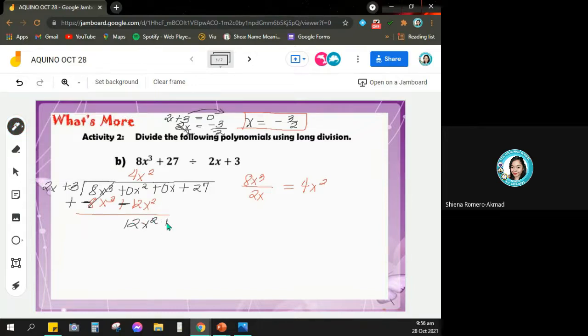Bring down natin 0x. Next, si 12x squared. 12x squared, divide natin siya by 2x. So 12 divided by 2 is 6. X squared divided by x is x. So 6x lang.